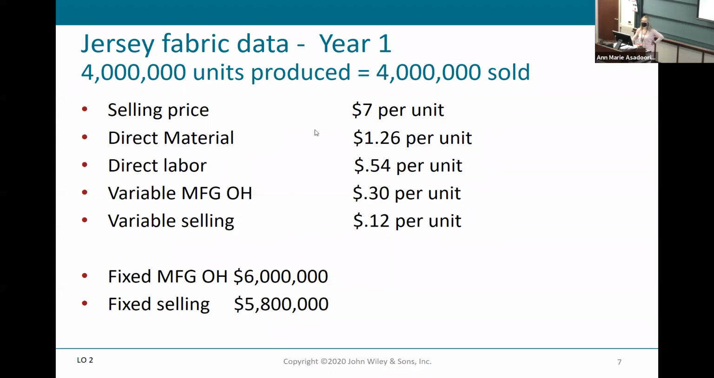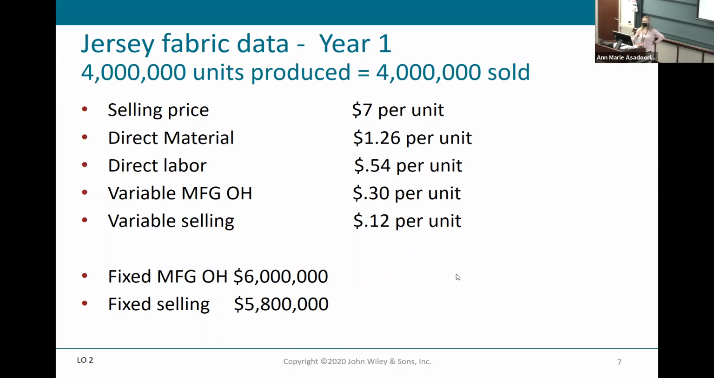We know variable cost per unit is constant, right? Every time I sell a unit, I'm going to incur these same costs. Here's all of your fixed costs. You have $6 million in fixed factory overhead, and you have $5.8 million in fixed selling and administrative expenses.